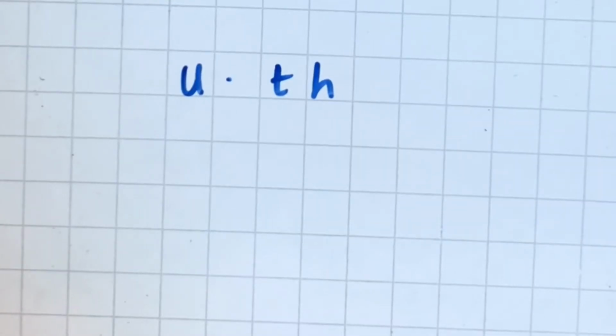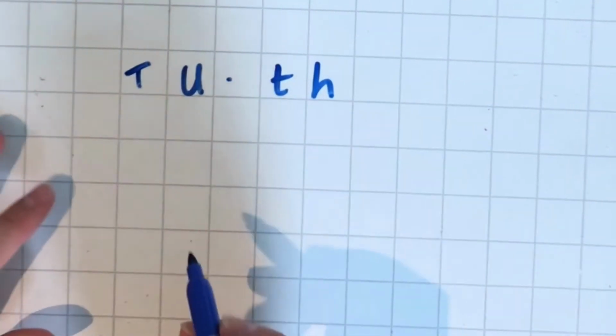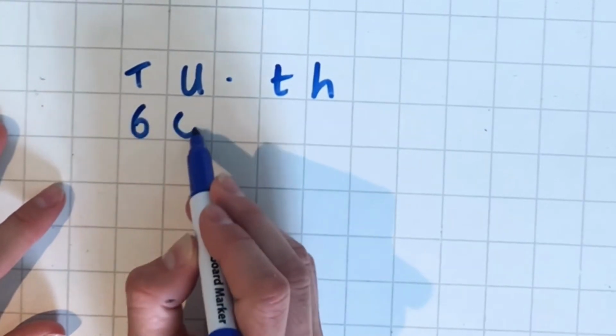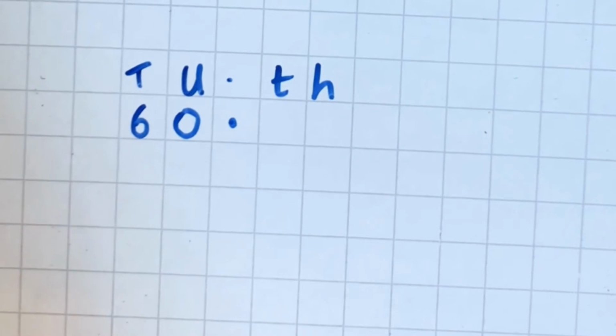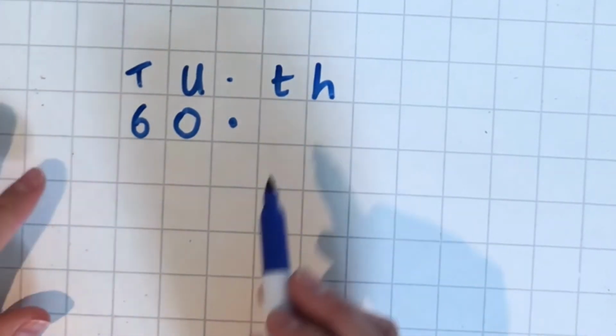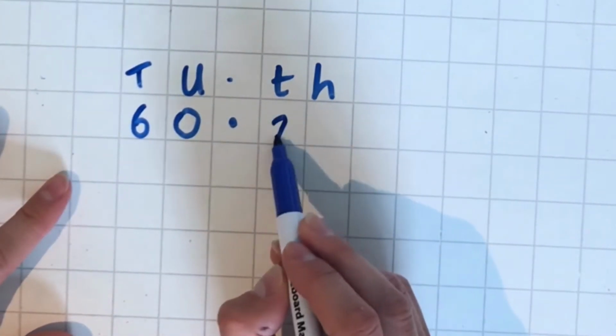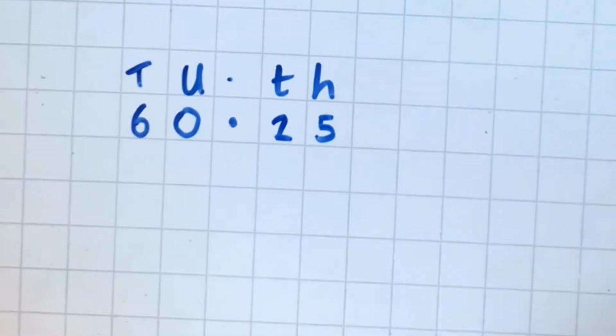Question number 20, another place value question. Write the number 60 and 1/4 as a decimal. Start with your 60: 6 tens and no units. 1/4, you should know this off by heart, is the same as 0.25. So 60.25 is the same as 60 and 1/4.